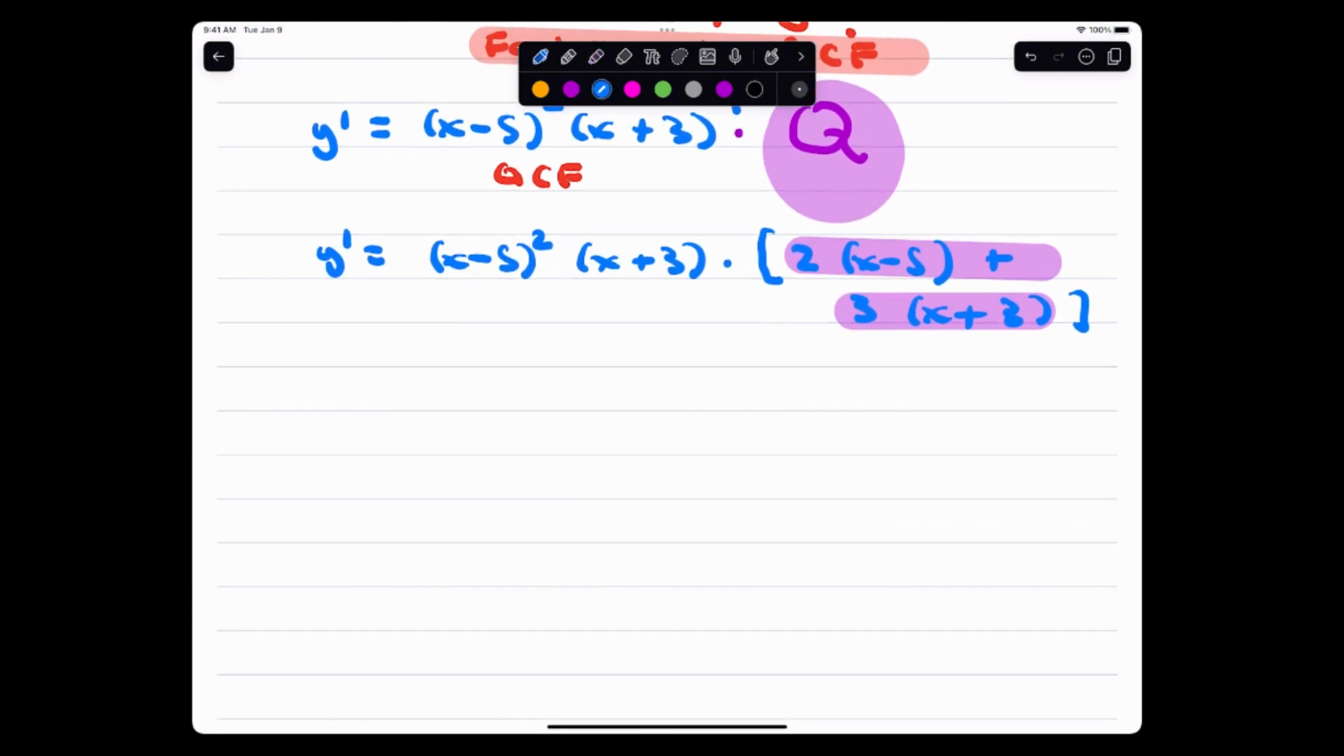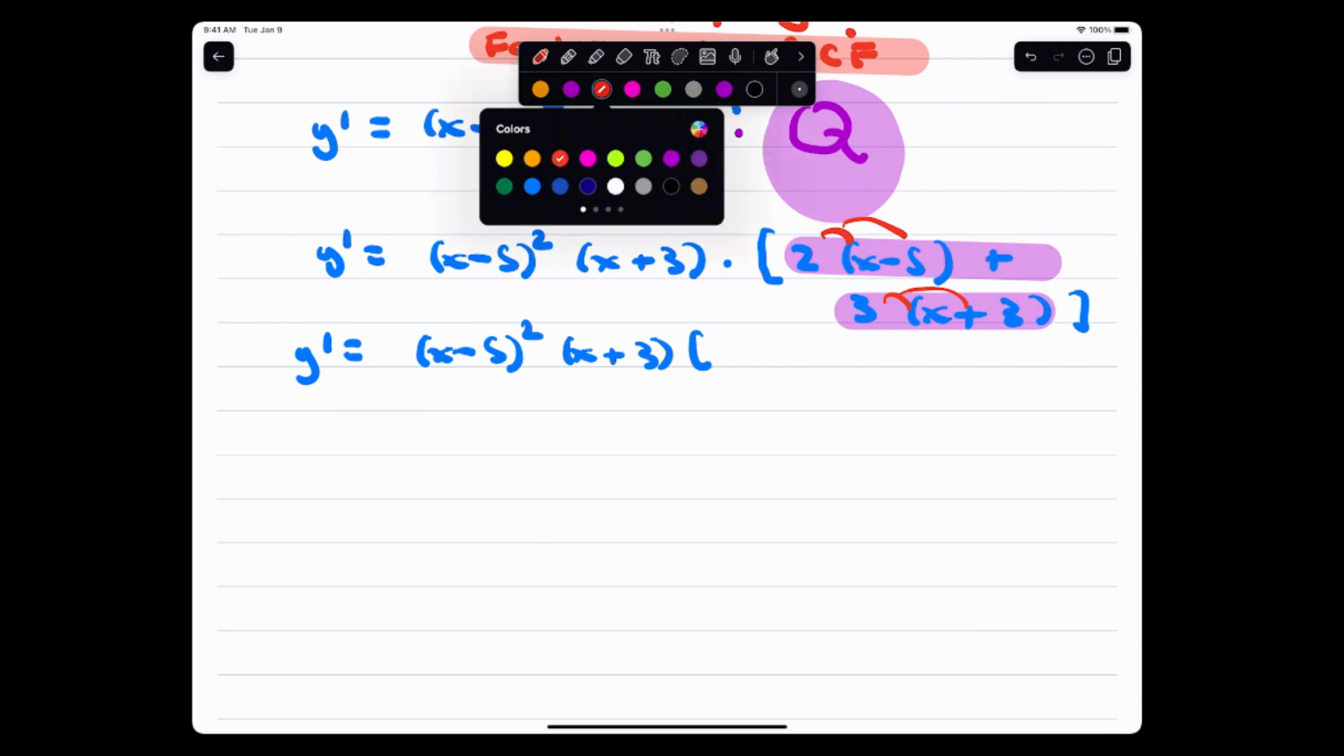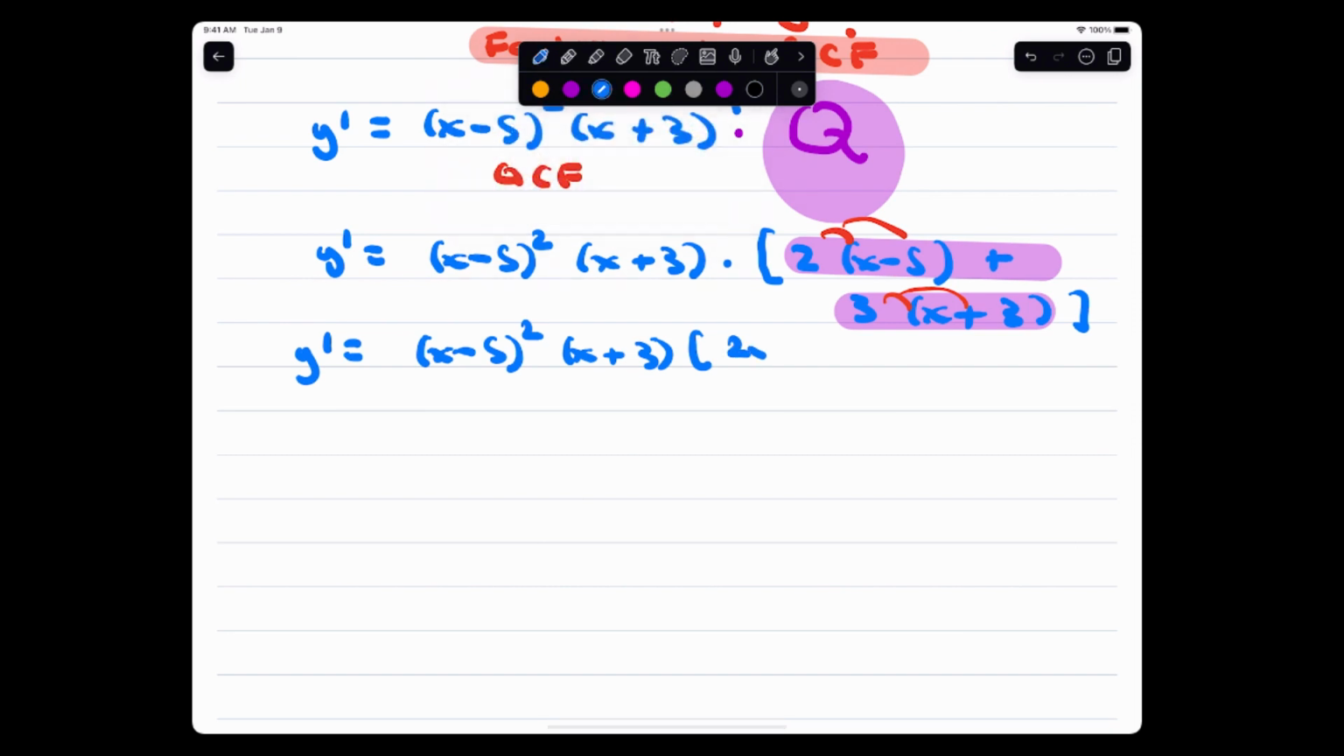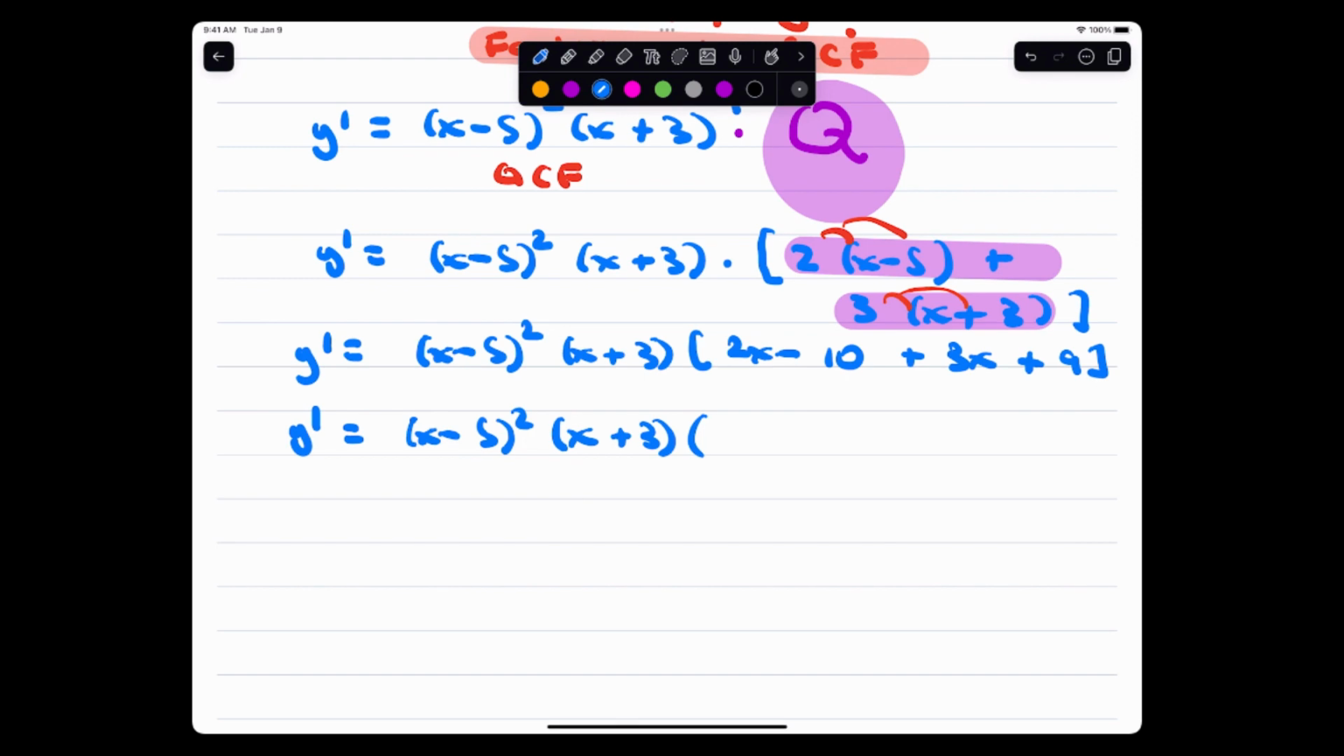And so now, ladies and gentlemen, you say y prime will be x minus 5 squared, x plus 3, and you could now do your simplification here. And that's what's coming in our future here, to let you guys know. You're going to now end up with here, 2x minus 10 plus 3x plus our 9. So your derivative now will be x minus 5 squared, x plus 3, 5x minus 1.